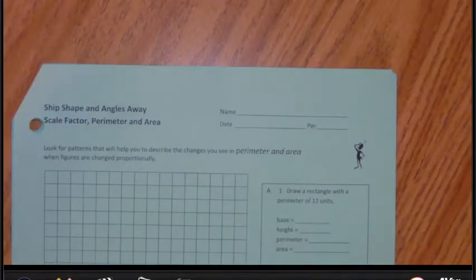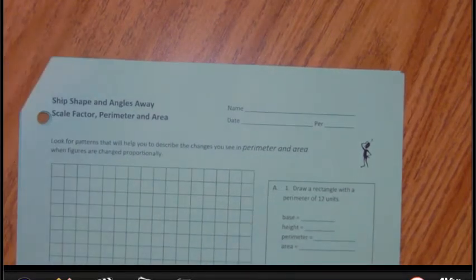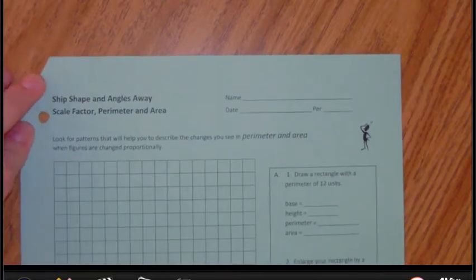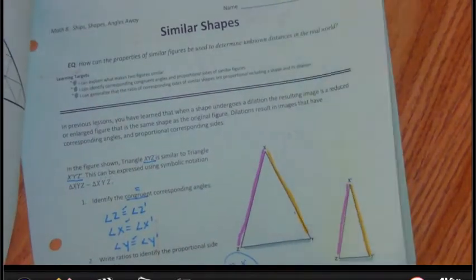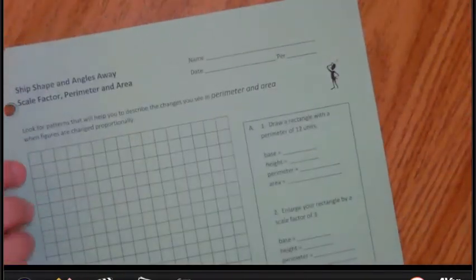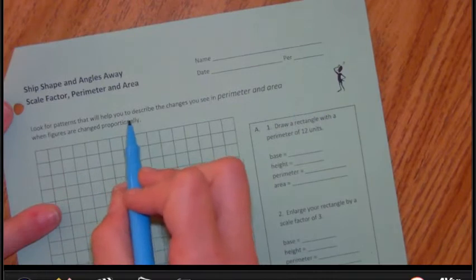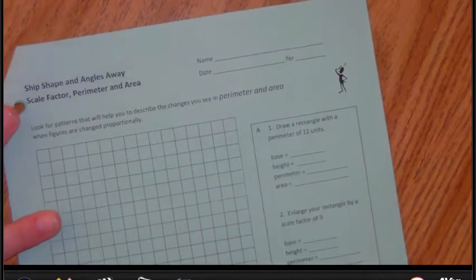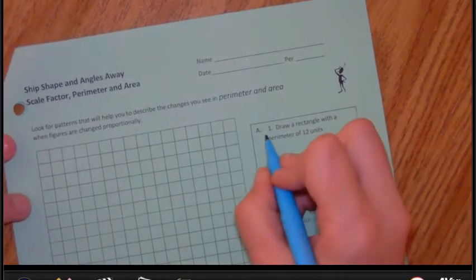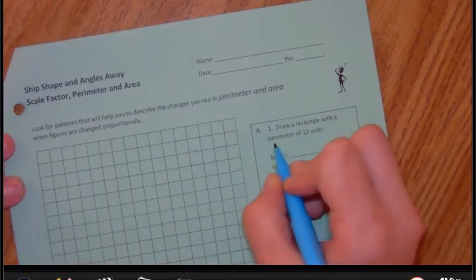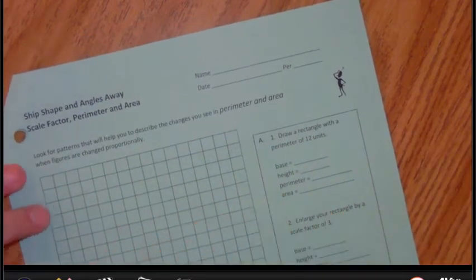All right, if you would please, inside of your packet, I want you to skip the next 2 pages and go into the very back page to shift, shape, and angles away for scale factor, perimeter, and area. So we just finished up this front side, where we're looking at similar shapes and corresponding sides and angles. So look for patterns that will help you describe the changes you see in perimeter and area when figures are changed proportionally. Okay, so letter A, number 1, draw a rectangle with a perimeter of 12 units.